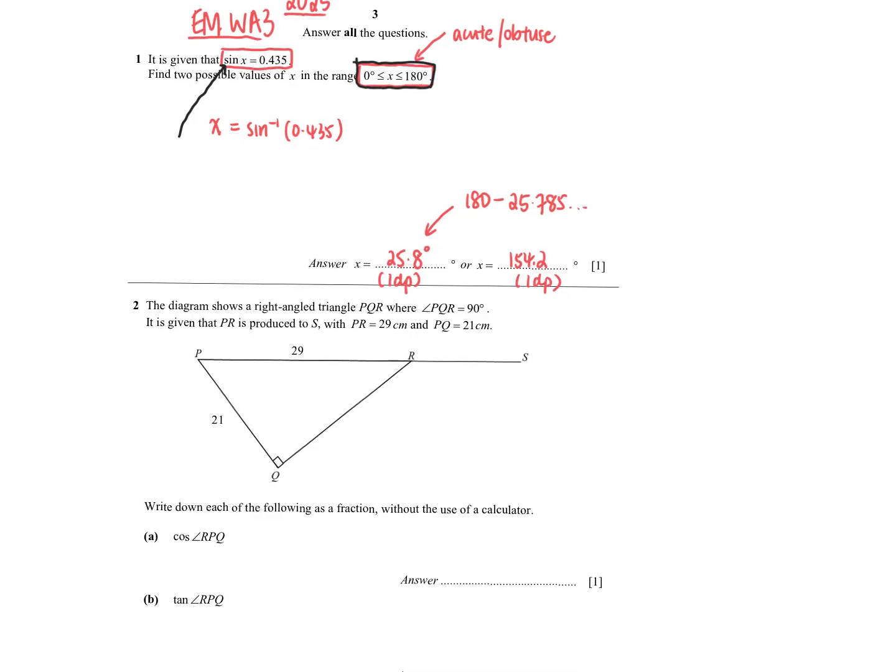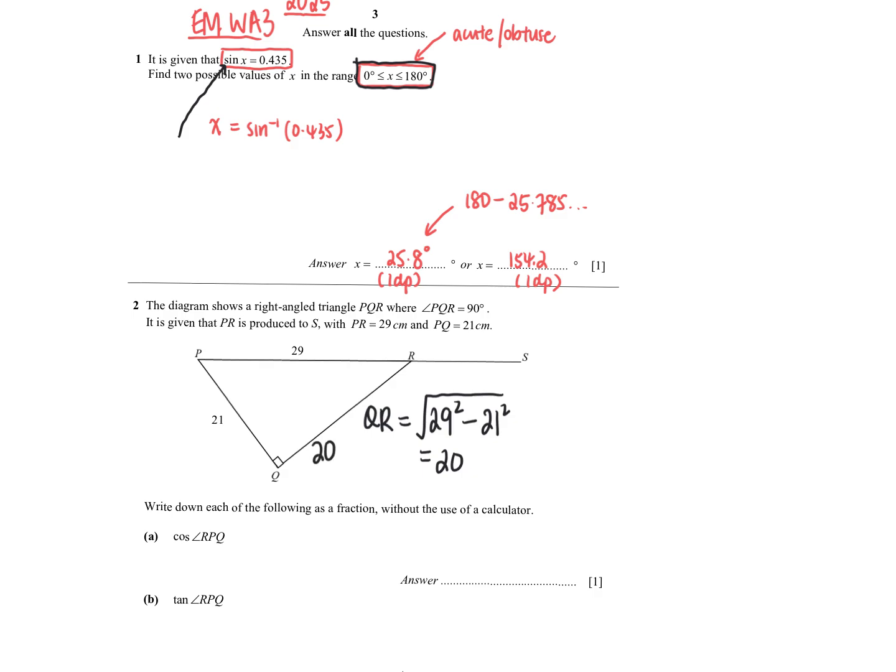Okay? So second question, when they ask for ratio. So you have a right angle triangle. To find QR is by Pythagoras theorem. So 29 square minus 21 square, square root. It is a very nice 20. So this is 20.